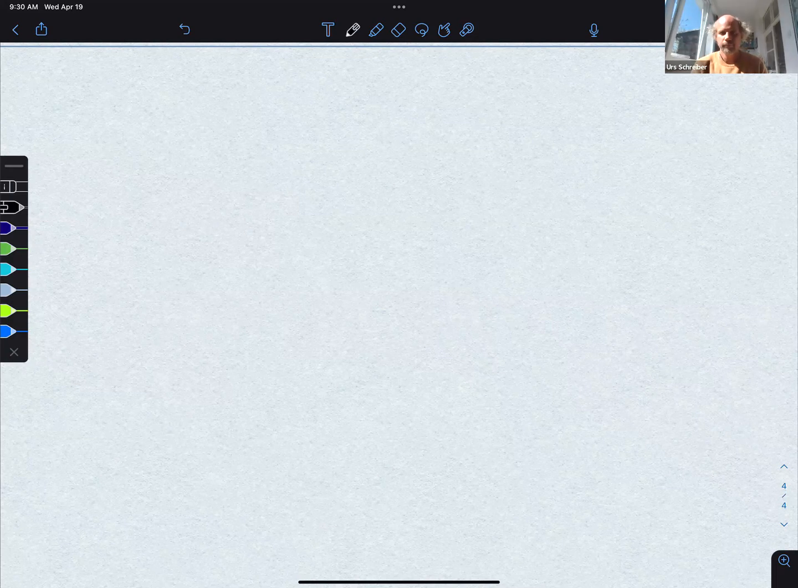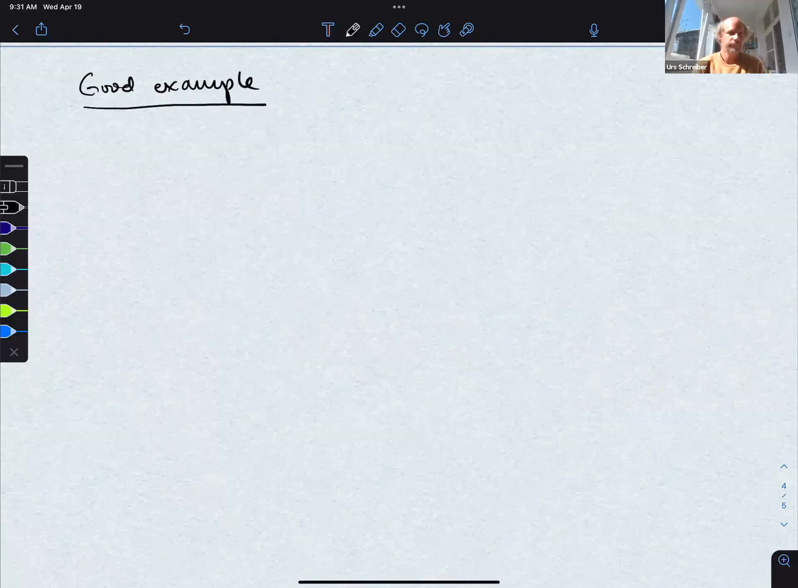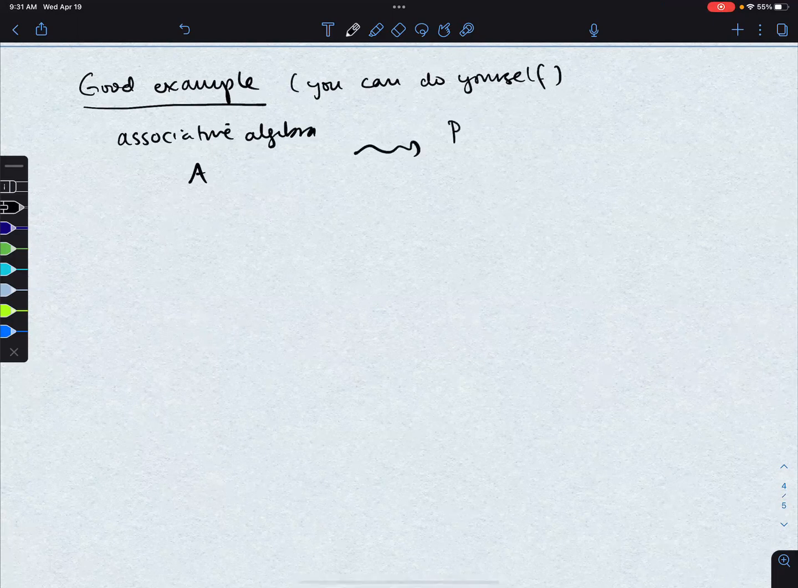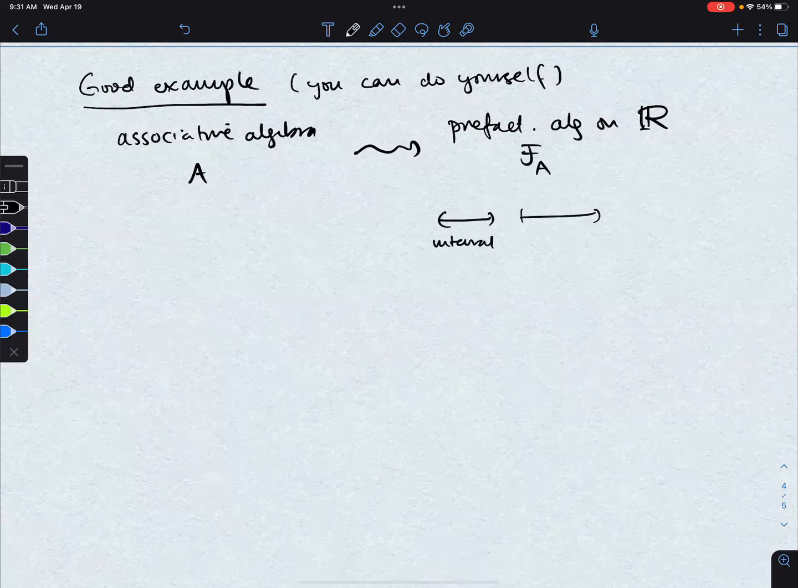Okay, so let me mention a good example for developing intuition, and you can do this yourself while you're eating dinner or something in half an hour. It is to unpack why, if I have an associative algebra, it determines a pre-factorization algebra on the real line. Let me give you a little hint. Let's call it f sub a. What does f sub a assign to just an interval? It's going to assign the vector space A. The only obvious thing to do there is to assign A to a single interval.